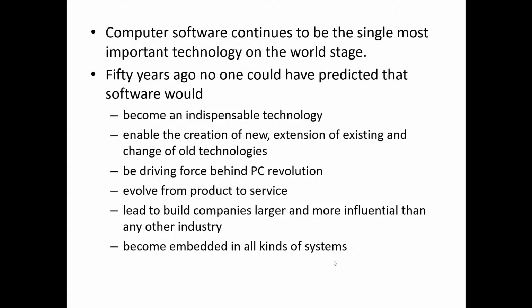Software enables the creation of new, extension of existing, and change of old technologies. So software, in one sense I can say, is the most malleable. You can change a lot of things. You can create new things, you can extend the existing things, and you can change the old technologies. So software, as we know, keeps on changing. Every day we have newer and newer things coming up. So there is no more Moore's law for software as such. Software is being changed dramatically.